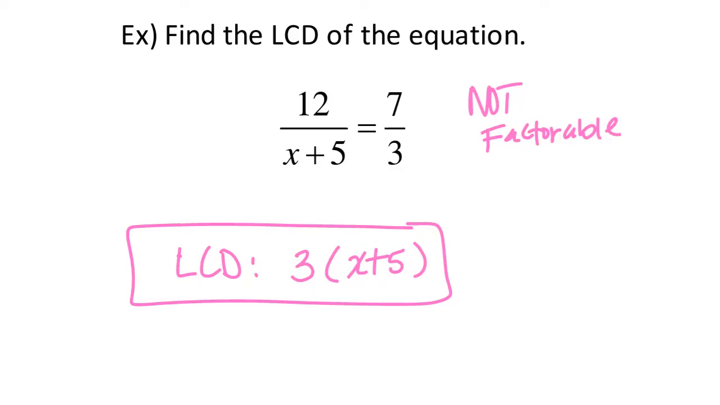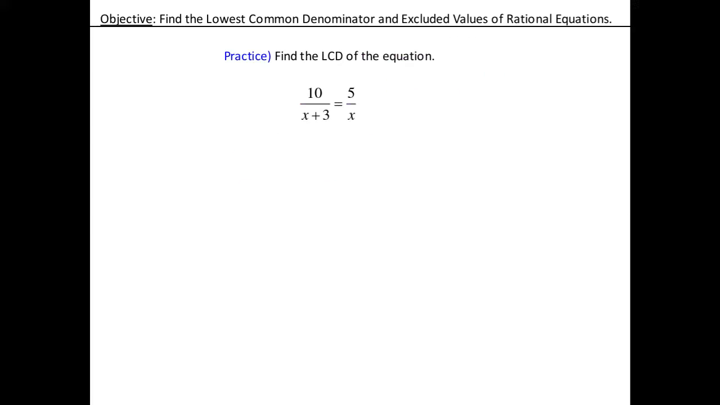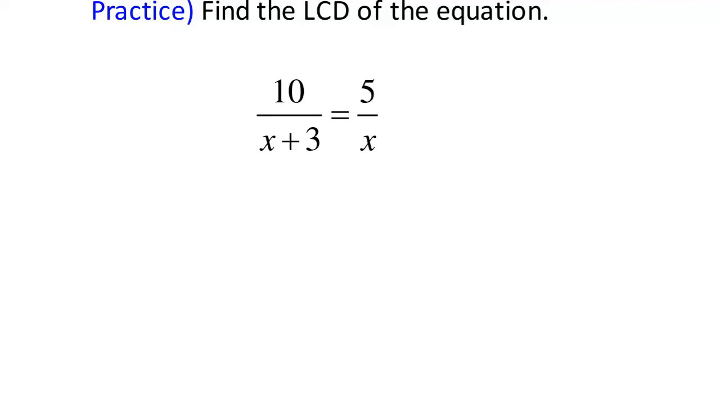Okay? It's pretty straightforward. That's it. That's all you do. All right, so I want you guys to go ahead and try this next one. All right, so for the LCD, what did you guys get for this one?